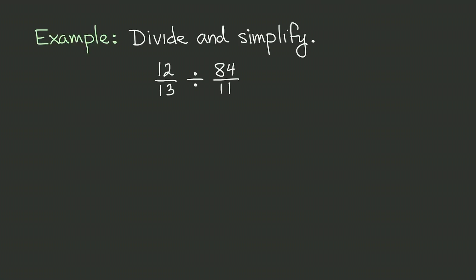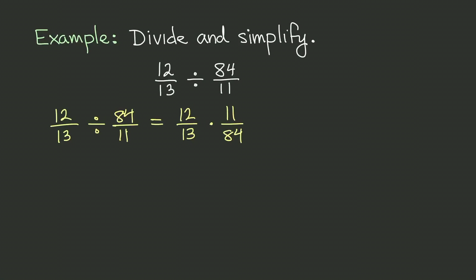Here's an example of fraction division. We have 12 over 13 divided by 84 elevenths. The first thing that we're going to do is invert that second fraction. So if we have 12 over 13 divided by 84 elevenths, that's going to become 12 over 13 times 11 over 84.